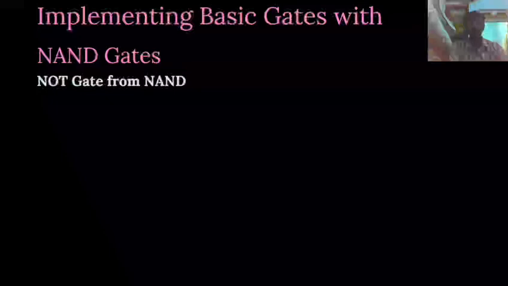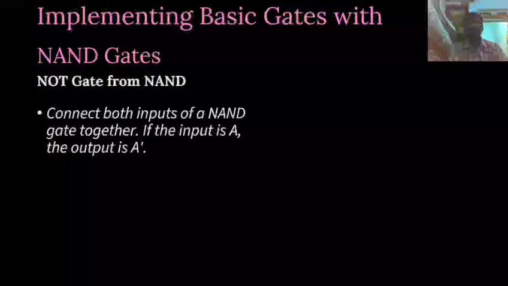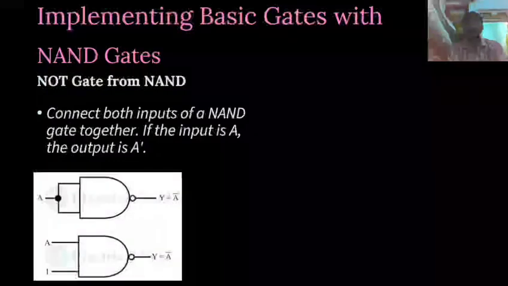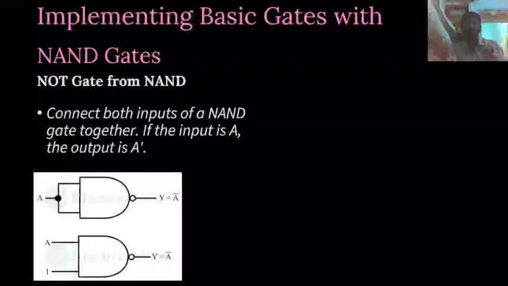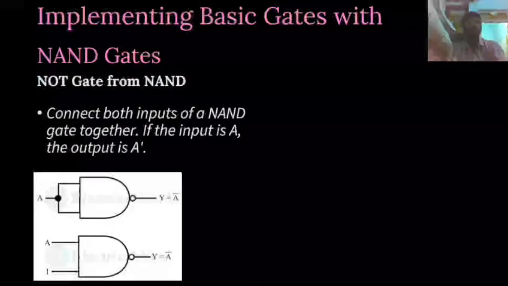Implementation of basic gates with the NAND gate. NOT gate from NAND: connect both inputs of the NAND gate together, so if the input is A, the output is A bar. See the picture. Both inputs are connected to A, giving the output A bar. If one input is A and the other is 1, then for A equal to 1, 1 into 1 is 1, and 1 bar is 0; for A equal to 0, 0 into 1 is 0, and 0 bar is 1.